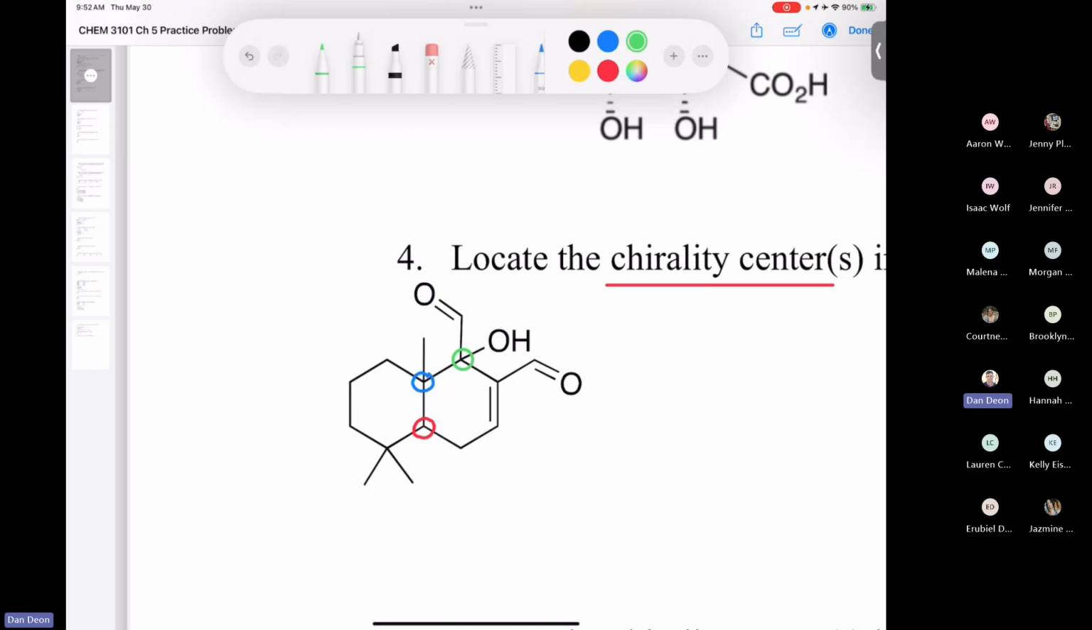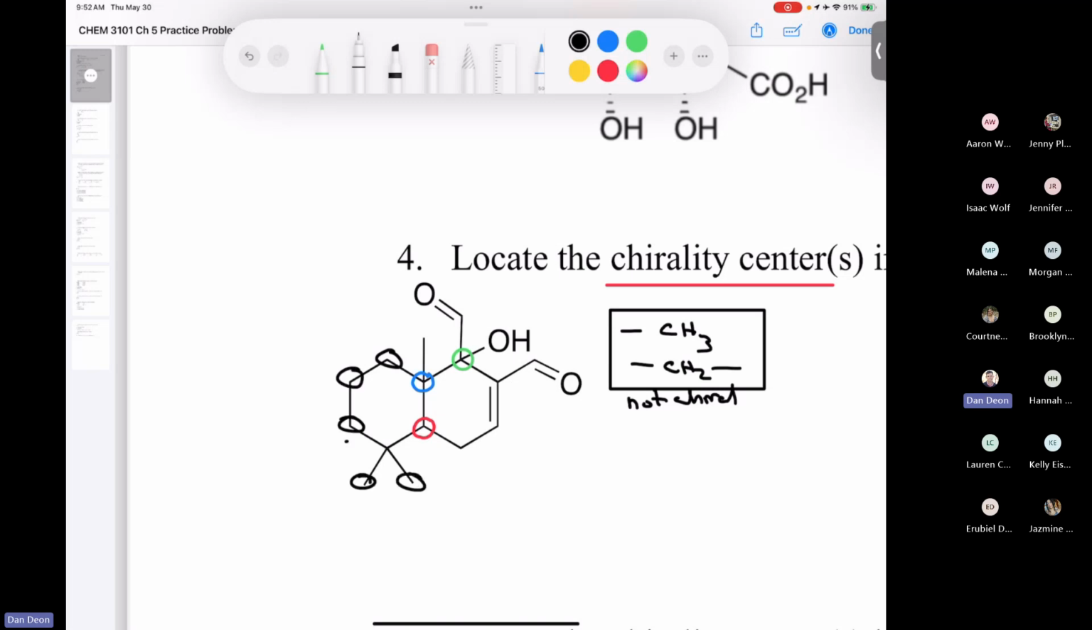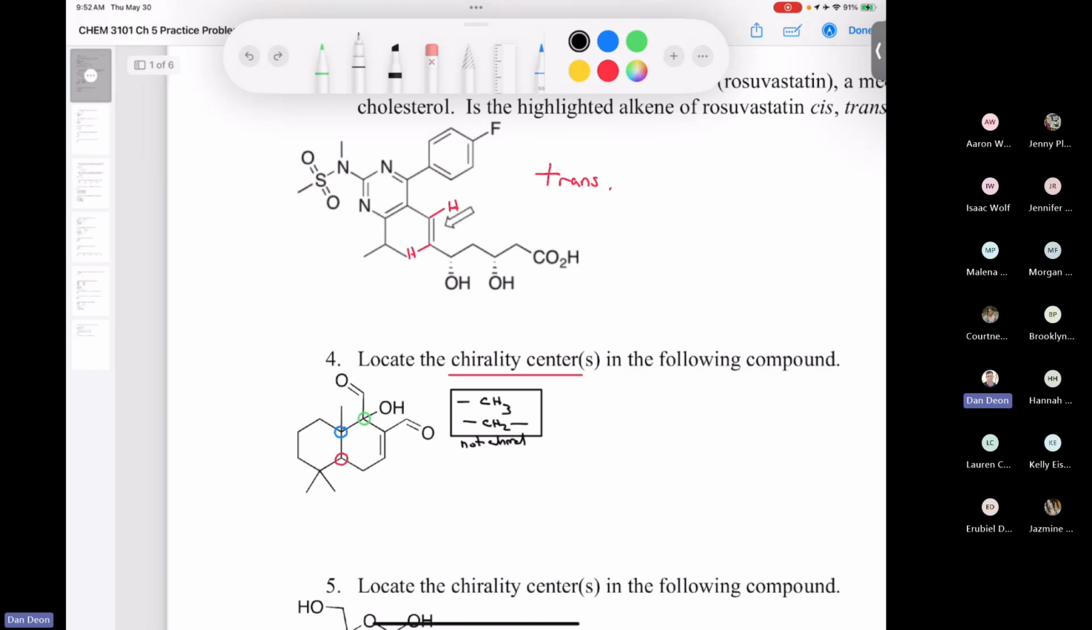Just to review, okay, anytime you have a methyl or a methylene, those can never be chiral. Those are never, ever, ever chiral. So you can just put here, not chiral. So that means here we have a CH2, CH2, CH2, right? CH3, CH3, CH2. Those could never, ever be chiral. And then if you look at the sp2 hybridized carbons, those can't be chiral either, right? This is sp2, this is sp2. They can't be chiral because they're not attached to 4 different groups. They're only attached to 3 things. So there you go. Those are the 3 chiral centers in this molecule.